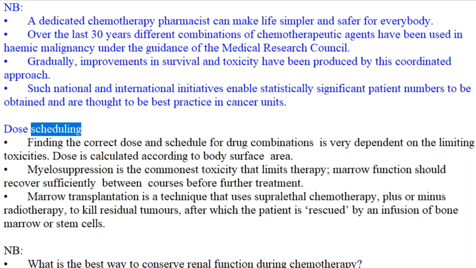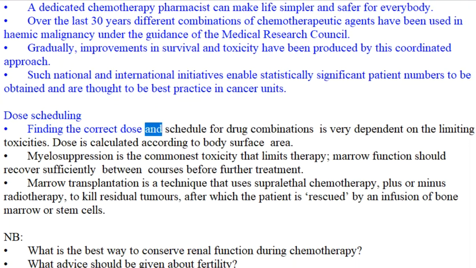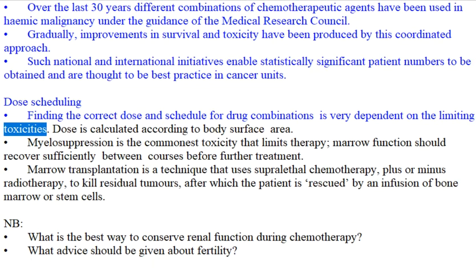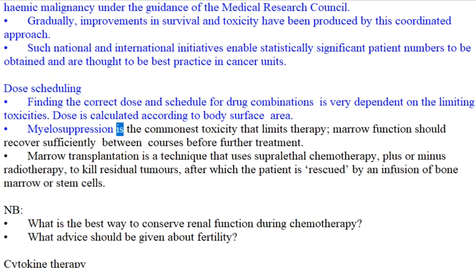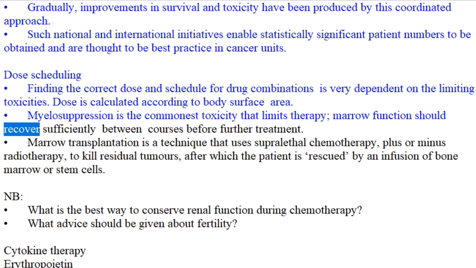Dose scheduling. Finding the correct dose and schedule for drug combinations is very dependent on the limiting toxicities. Dose is calculated according to body surface area. Myelosuppression is the commonest toxicity that limits therapy. Marrow function should recover sufficiently between courses before further treatment.